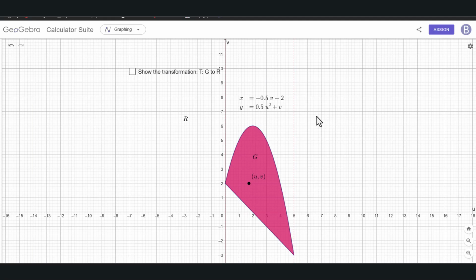I've tried to make an example here in GeoGebra. You can see this is the UV coordinate system. Now, I want to be able to graph the original set and its transform set on the same graph so you can see both of them simultaneously. You should remember this purple G region really does belong on the UV coordinate system that you see here.